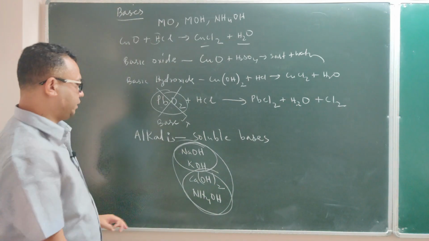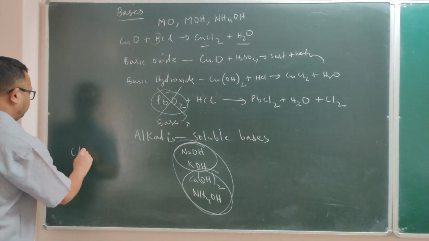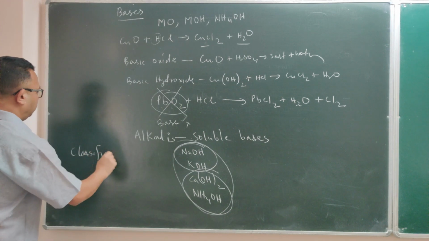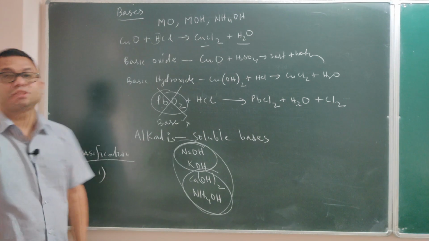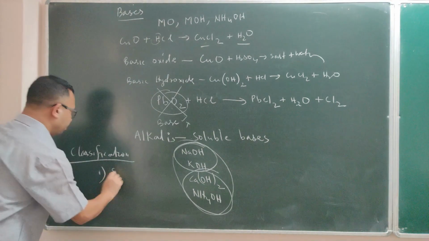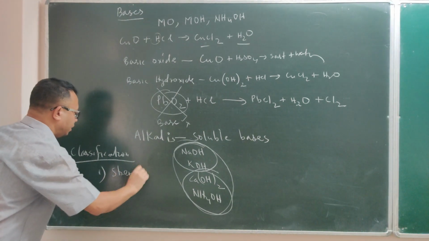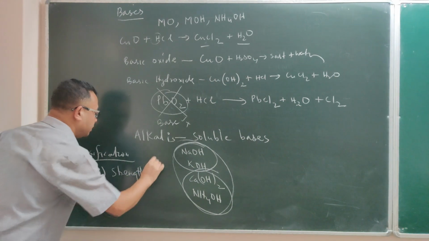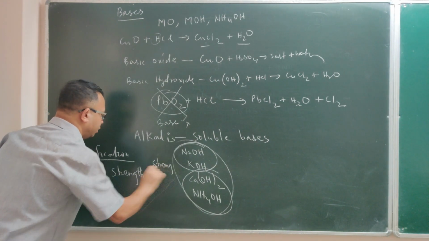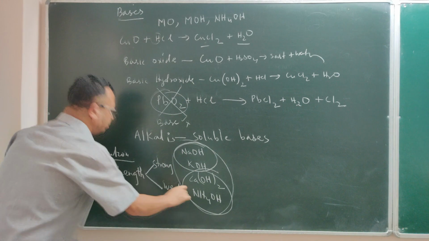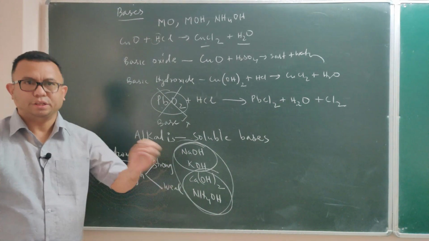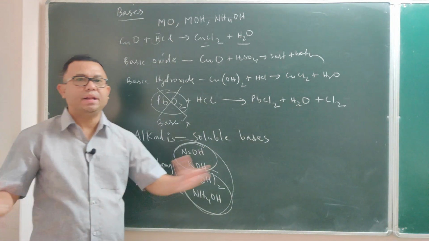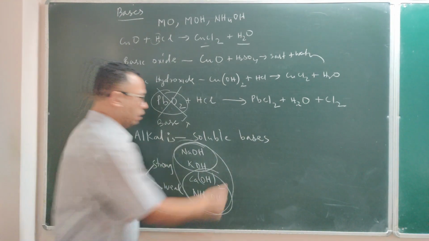Here only I will discuss now. On the basis of strength, an acid, a base may be considered as a strong base or a weak base. A base is considered as a strong base which when dissolved in water produces plenty of hydroxyl ion. Hydroxyl means OH ion.